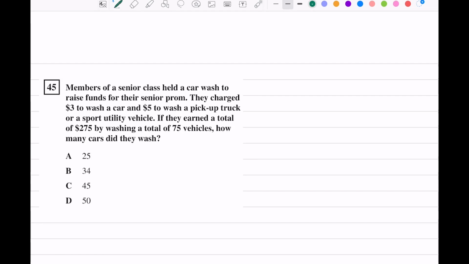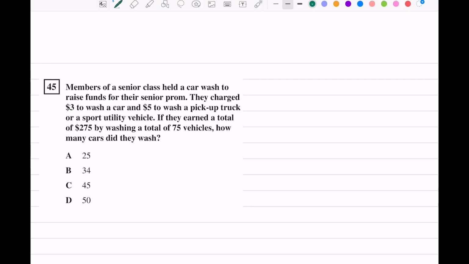Members of a senior class held a car wash to raise funds for their senior prom. They charged $3 to wash a car and $5 to wash a pickup truck or a sport utility vehicle. If they earned a total of $275 by washing a total of 75 vehicles, how many cars did they wash?